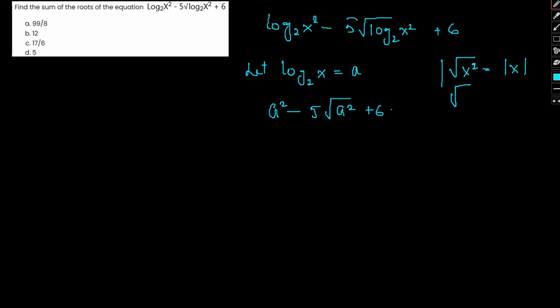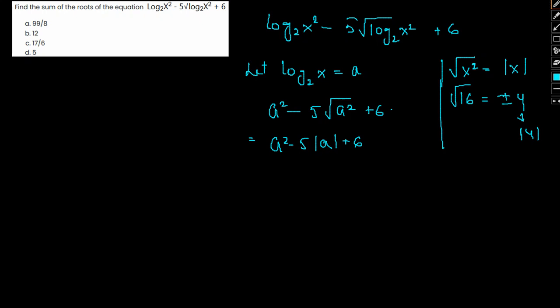Why? Take this example. Suppose we have 16. 16 can have root plus or minus 4, but we only require the absolute value of 4. So it can be either positive or negative. That's why we can write this as a square minus 5 absolute value of a plus 6.